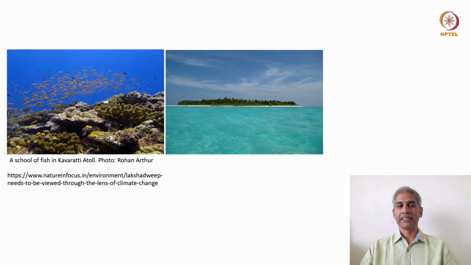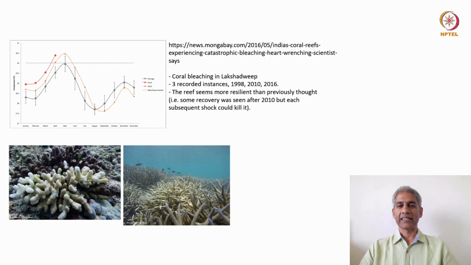So within India, this has been studied in the Lakshadweep Islands. Shown in the image is the Karavati Atoll, which is one island in the Lakshadweep. And what has been seen is that there are 3 recorded instances of coral bleaching in the Lakshadweep: 1998, 2010, and 2016. So if you look at the graph that plots seawater temperatures across the months for 1 year, which typically peak in May. And the dotted horizontal line shows you the bleaching threshold. So if seawaters exceed that temperature, then coral bleaching is observed.